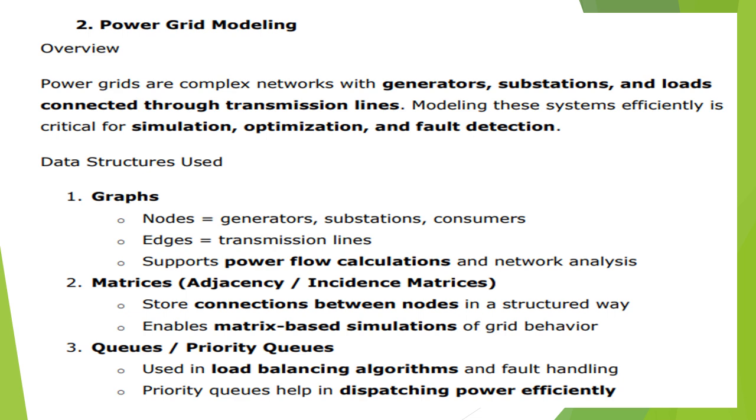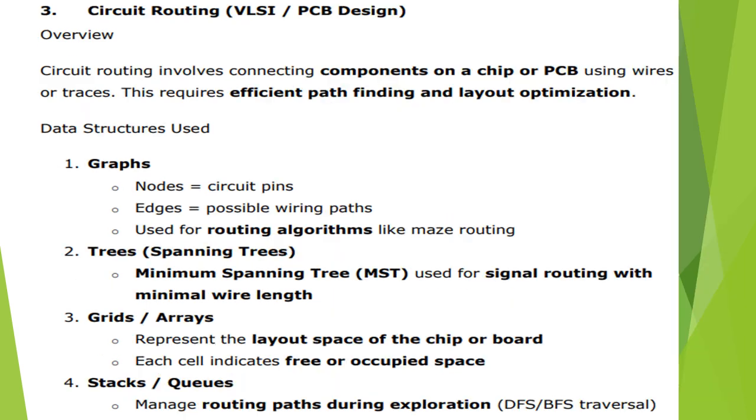In the case of matrices, it stores connections between the nodes in a structured way. It enables matrix-based simulations of grid behavior. In the case of queue, a priority queue is used in load balancing algorithms and fault handling. Queue helps in dispatching power efficiently. The last one is circuit routing.